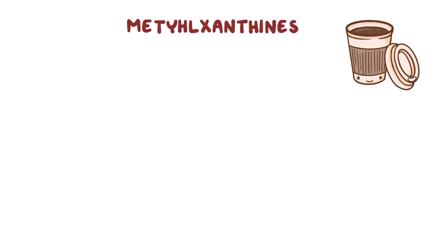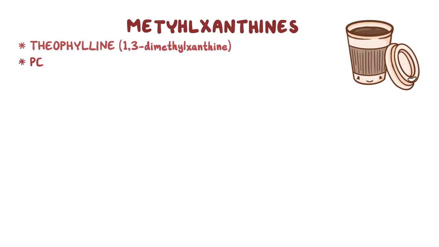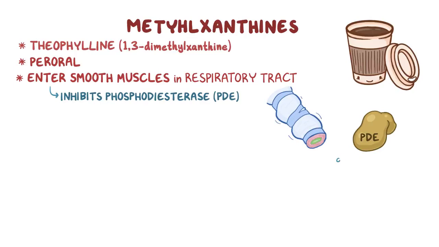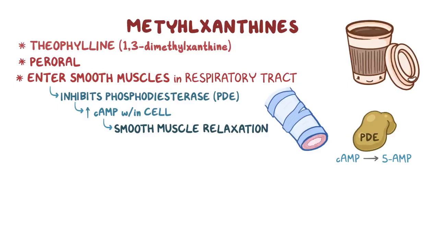Okay, moving on. The next group of bronchodilators are the methylxanthines. Caffeine actually belongs to this family of compounds. But for asthma treatment, the most common medication is theophylline, also known as 1,3-dimethylxanthine. This medication is taken peroral and can enter the smooth muscles in the respiratory tract. Once there, theophylline inhibits the enzyme phosphodiesterase, or PDE, which converts cAMP into an inactive form, called 5'-AMP. This increases the level of cAMP within the cell, and triggers smooth muscle relaxation.